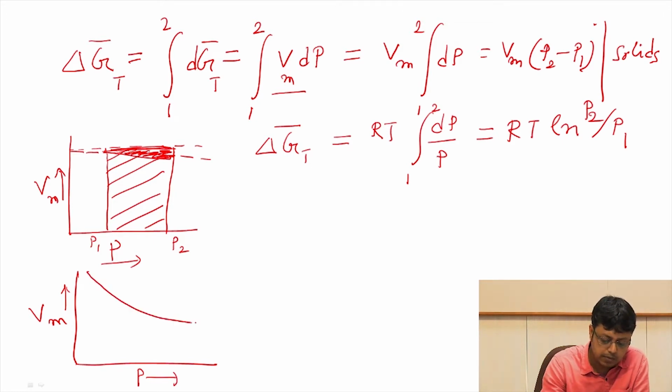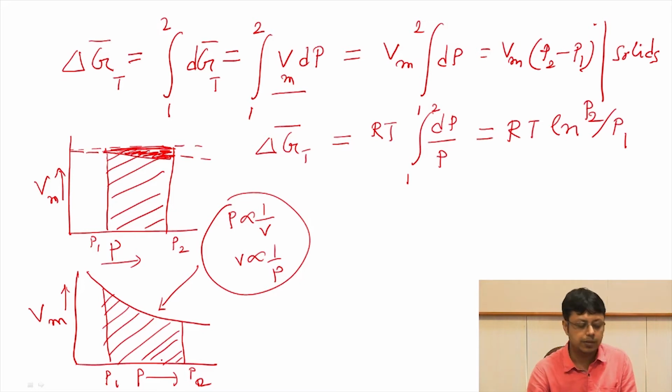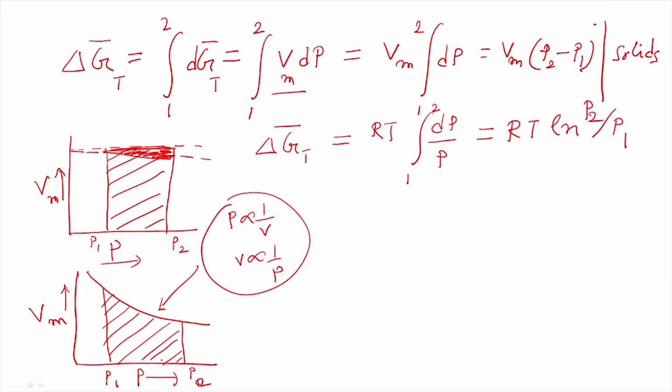And then we have it like this, because according to Boyle's law, P is proportional to 1/V, or we could write actually V proportional to 1/P. So this is the curve, and if we take one lower limit, which is P1, and one upper limit, which is P2, then the change in Gibbs free energy will be nothing but the area under this curve.